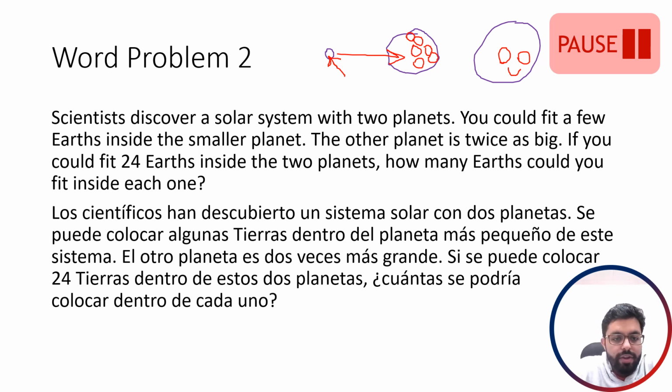So, what am I saying here? You could fit a few Earths inside the smaller planet. So I'm not telling you how many. I'm telling you could fit some number of Earths inside the smaller planet.